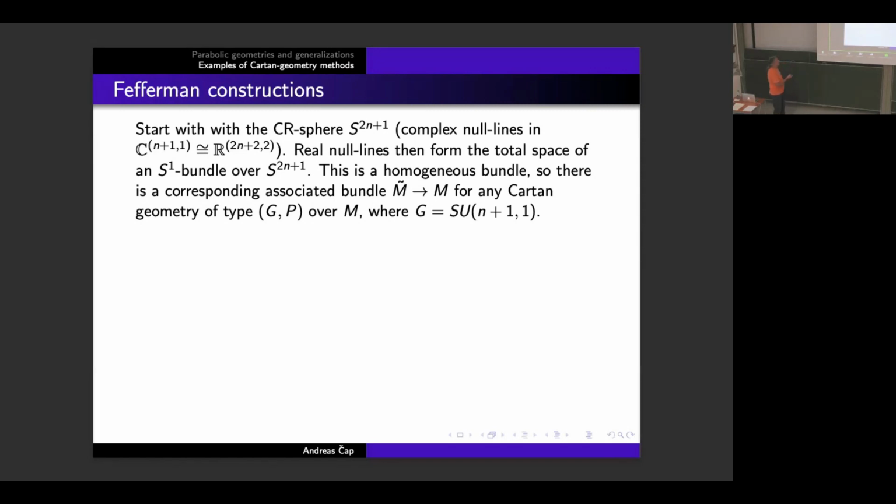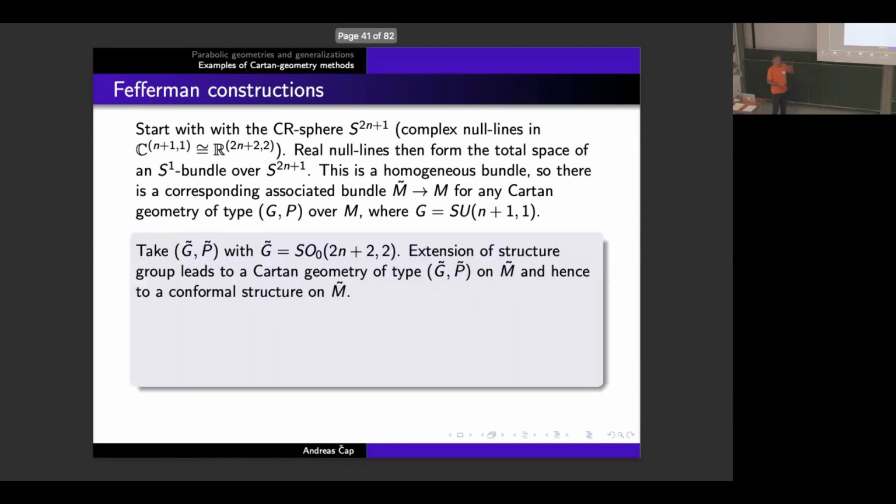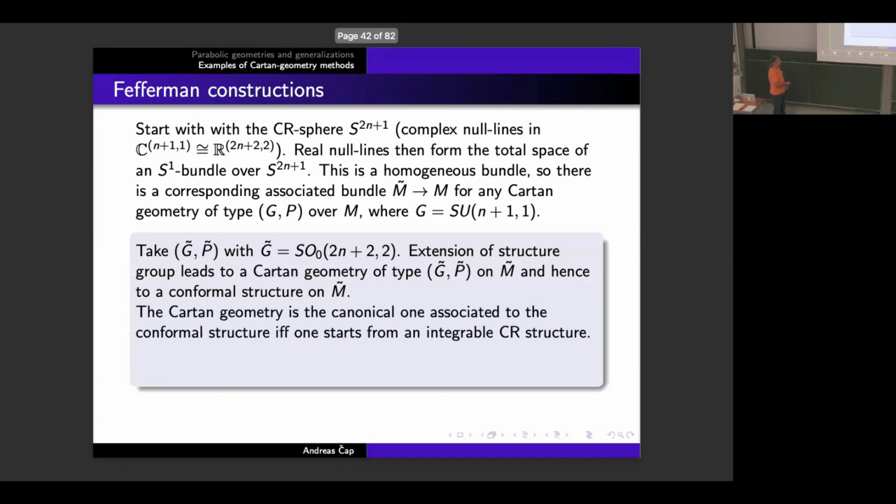So whenever you have a CR structure, you can form the associated Cartan geometry, you form the associated bundle, you get a sphere bundle. On the total space of this sphere bundle, you get a Lorentzian conformal structure. And this is exactly what happens here.